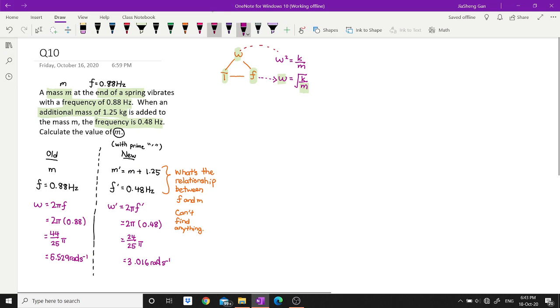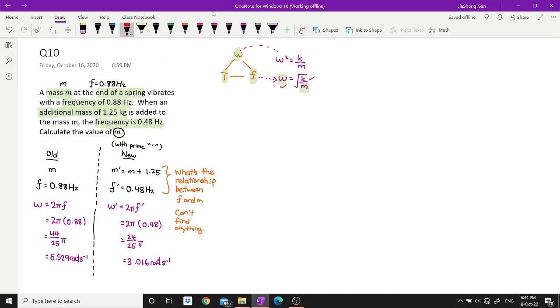Cool. So we have already obtained omega. If you want to build this equation, we probably need to know something about the force constant as well, K. For this one, there's nothing given in this question, but what you know is the additional mass added, 1.25 kg. Does the spring change? No, it's still the same spring, just that you add mass 1.25 kg onto it. So if it's the same spring, the spring constant shouldn't change.